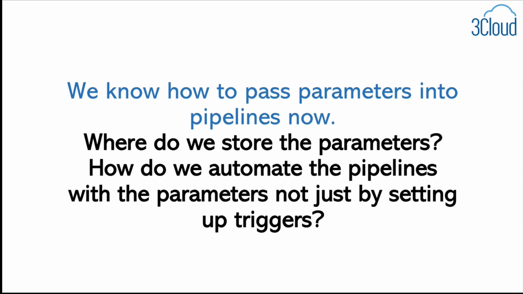Okay, so now we know how to pass parameters into pipelines. The question becomes, where do we even store those parameters? I know we could probably do a trigger on top of this. Say this time I did SalesLT.Product. I probably set a different trigger saying, okay, so this time I want to do SalesLT.Address, right?